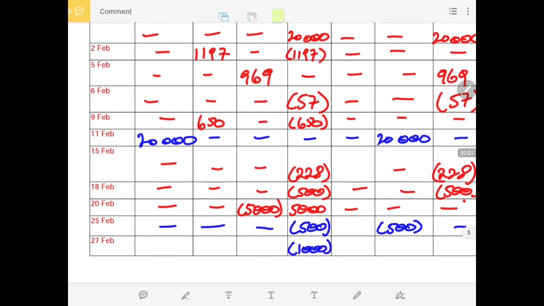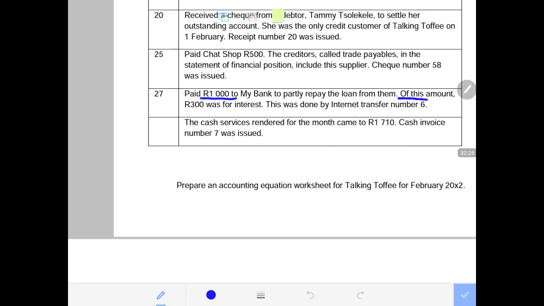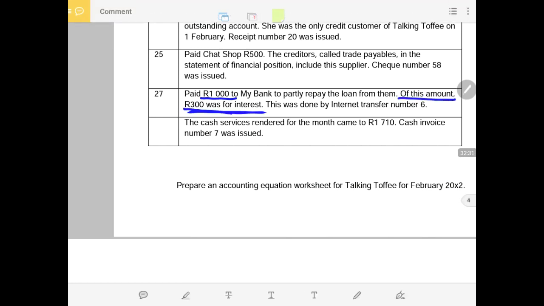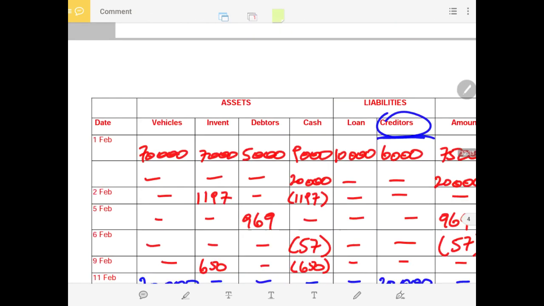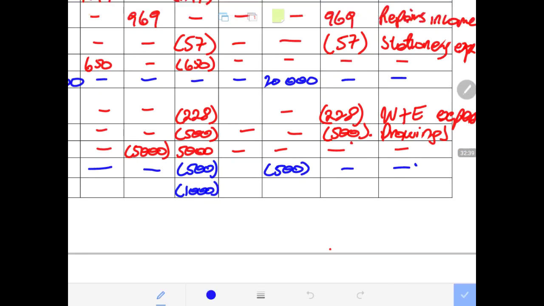Let me just do the shortcut approach now. We paid 1,000 to my bank to partly repay the loan from them. Oh, this was a repayment to my bank. And they say now, of this amount, 300 is interest expense. Remember, interest expense is an expense. So they are telling us that 300 out of this 1,000 is an expense. And remember, expenses affect owner's equity. So now this will be interest expense.